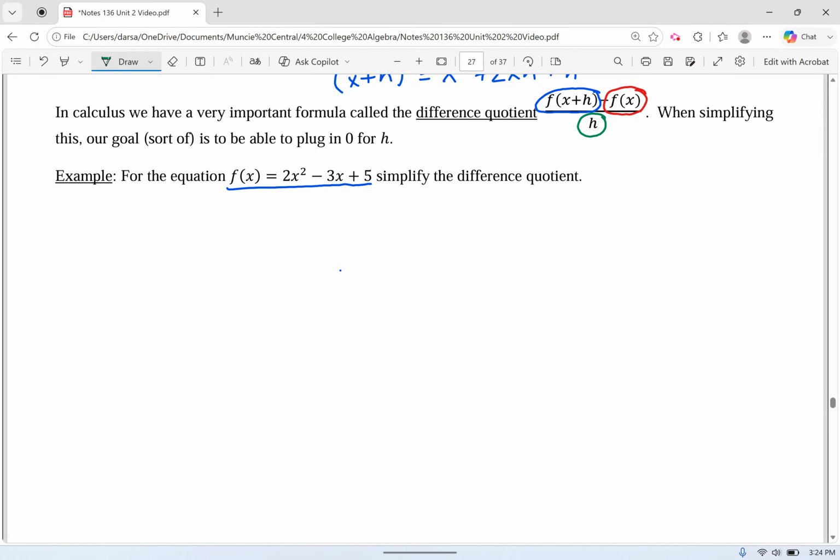And I want you to think of this h as, at the end of all of this, what we want to do is plug in 0 for h. Well, what would be the problem with that right now? It's that h is in the denominator. And are you allowed to divide by 0? You're not. So the whole point of the difference quotient for us is that we need to algebra the heck out of the numerator of this thing so that we get to the point where we know how to cancel the h on the bottom and then have something left over that has x's, h's, and numbers that we can use later in calculus.